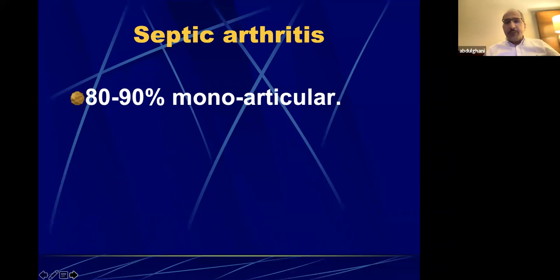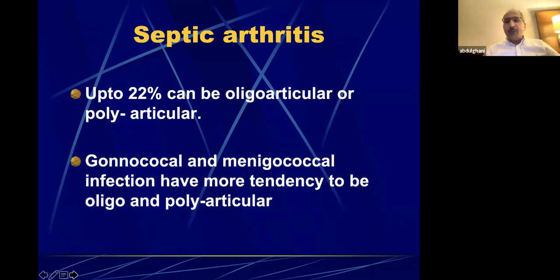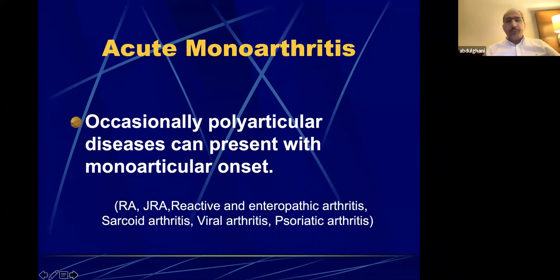You also need to remind yourself that septic arthritis can be monoarticular, but not in 100% of cases, only in 80 to 90%, whereas 10 to 20% of cases tend to be oligoarticular or maybe polyarticular. You need to be aware of this. Not all polyarticular arthritis is non-infective. It can be infective, it can be septic as well, especially with gonococcal or meningococcal infection, which have more tendency to be oligo or polyarticular. It can be an acute presentation of a polyarticular disease which presents as monoarticular onset.